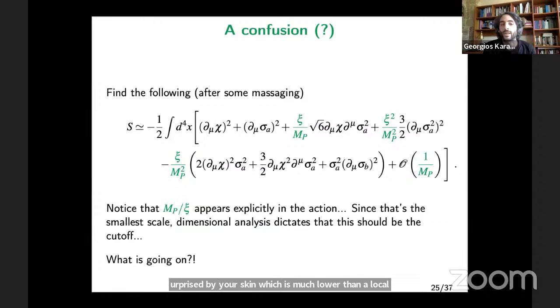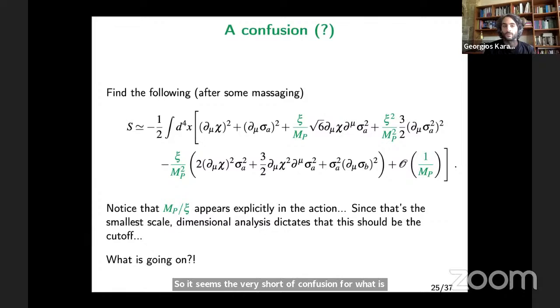Okay, and if I'm fair, and if I want to follow the logic that I presented before, dimensional analysis tells me that the lowest scale that appears in my action is M-Planck over xi, and this must be identified with a cutoff. So it seems that there is sort of confusion here. What is going on? What are we missing by using different variables?